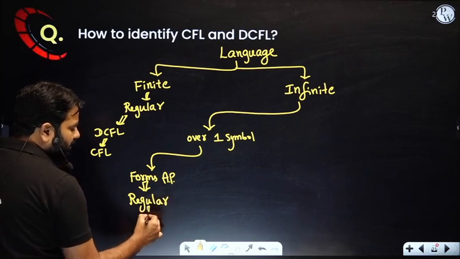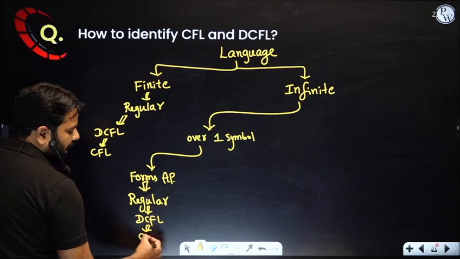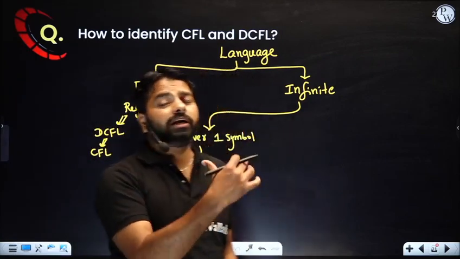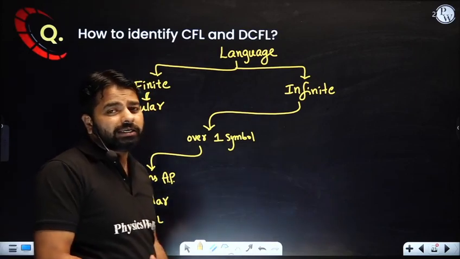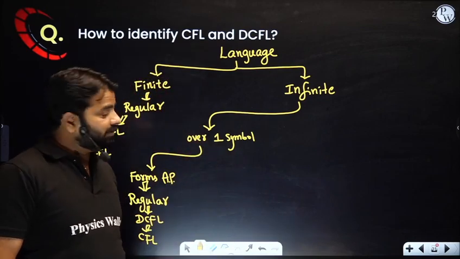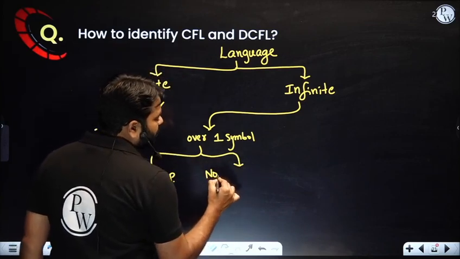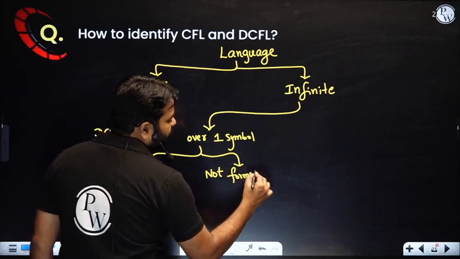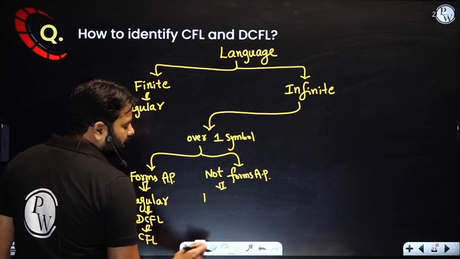But once it is regular, it is also DCFL, it is also CFL. That means about DCFL, CFL, we have already started learning. But at that time, we did not know the relation. That's why we did not come to this point. But right now, if you want to say DCFL, then every finite language you can say is DCFL, every regular language also you can say is DCFL. And over one symbol, if the strings of the language do not form an AP, you are going to say not regular.